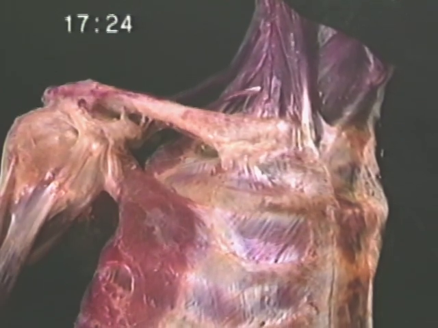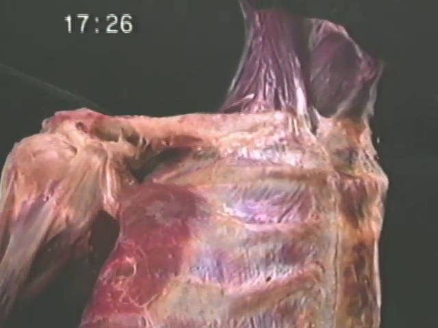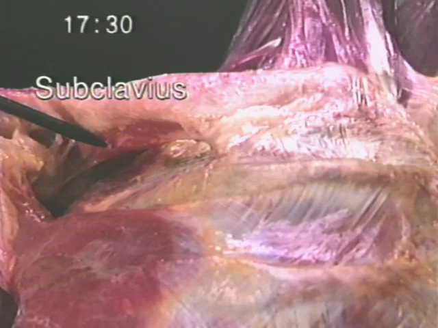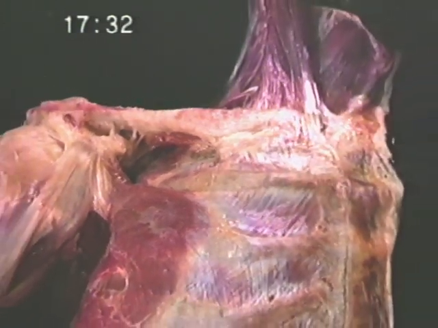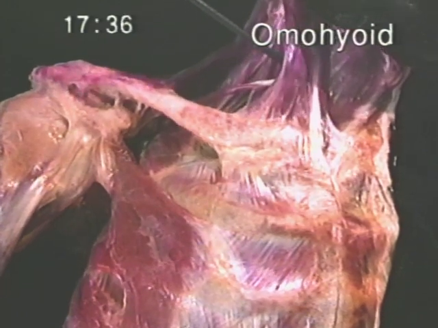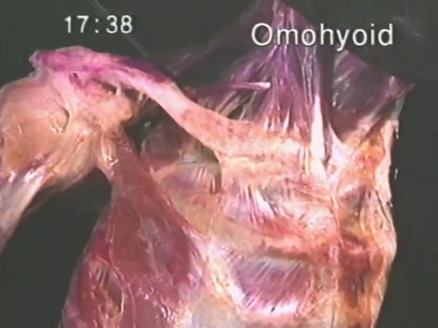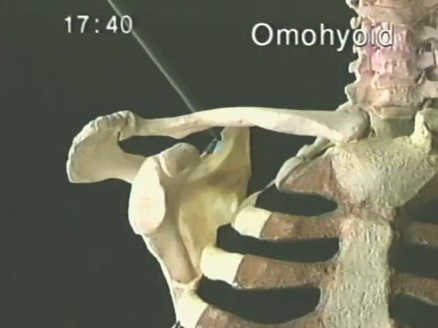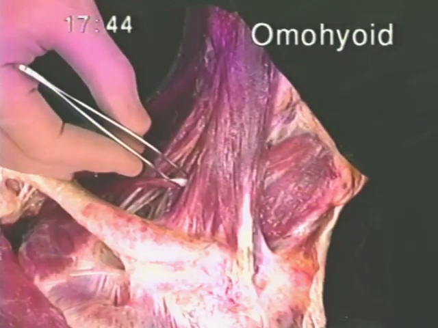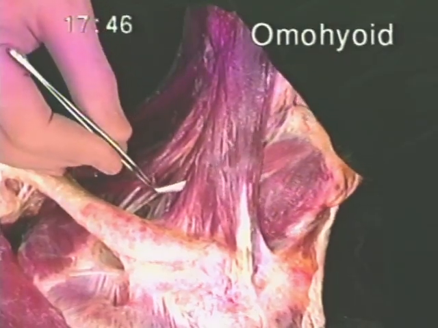There are 2 very small muscles to mention, just for completeness. One is subclavius, which goes from the 1st rib to the clavicle. Its function is uncertain. The other is omohyoid, which comes from the hyoid bone way up here and inserts over here on the upper edge of the spine of the scapula. Its function is to depress the hyoid bone and larynx.